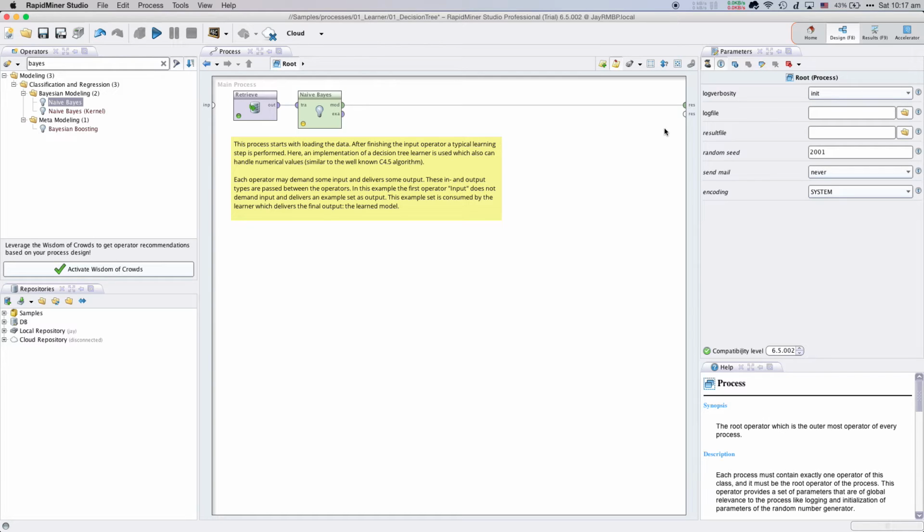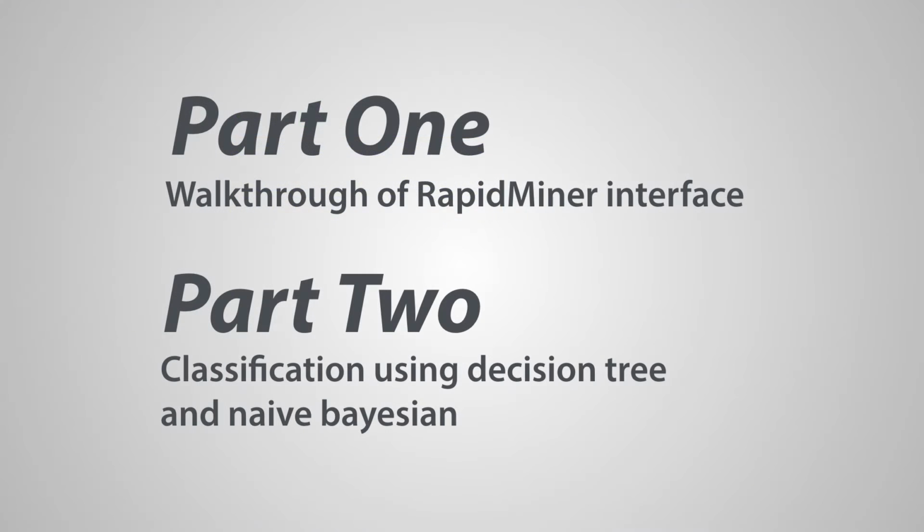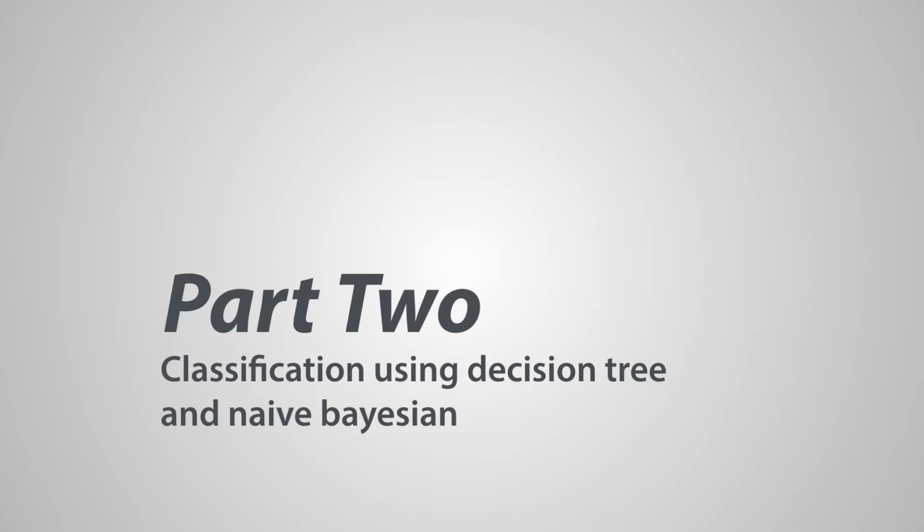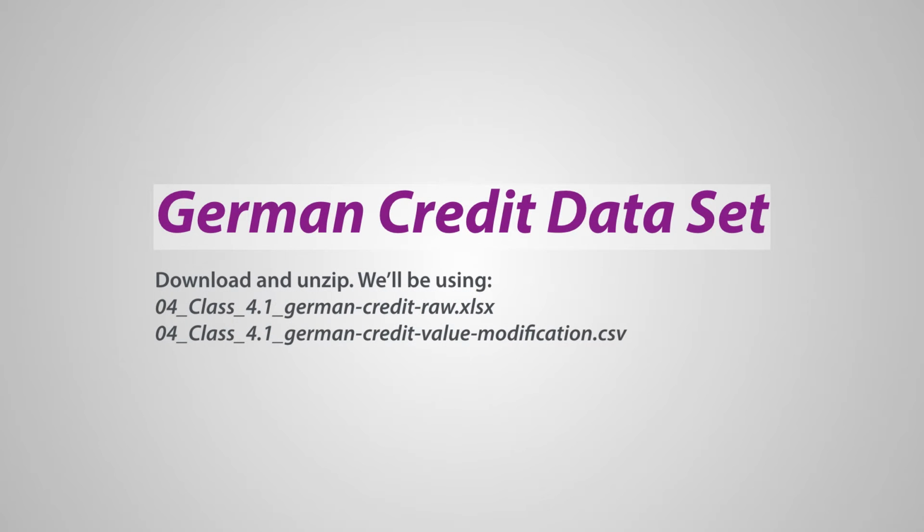Now that you know how to operate RapidMiner, let's go into using decision tree for classification. To begin part 2, click in the description below to download the German credit dataset. After downloading the file, unzip it. In this dataset, the details of each bank loan are known along with whether it ended up being good or bad credit. The goal is to create a classification model to predict whether future applicants will have good or bad credit based on their loan details.